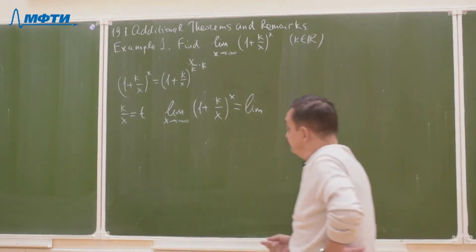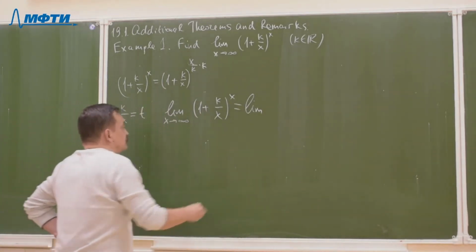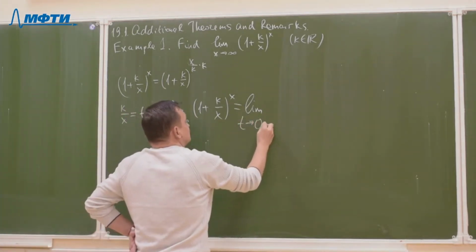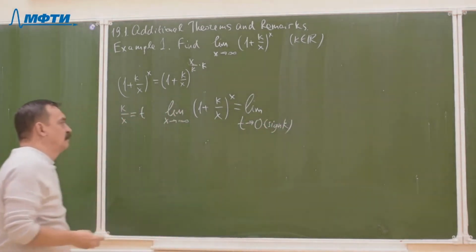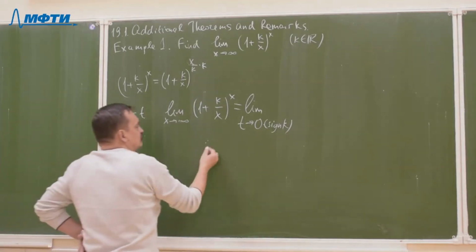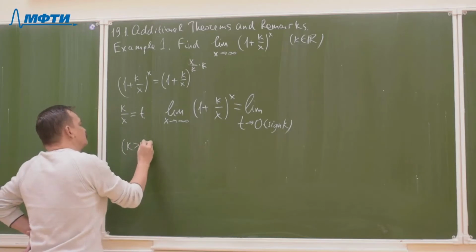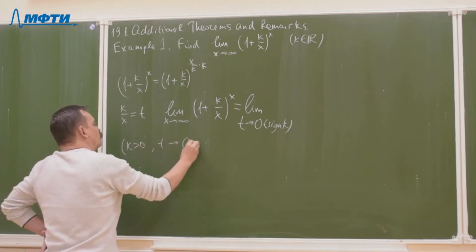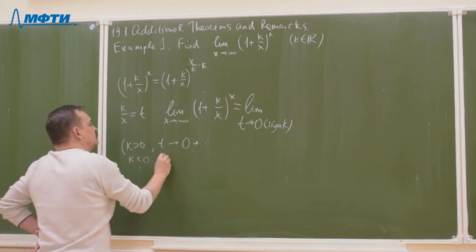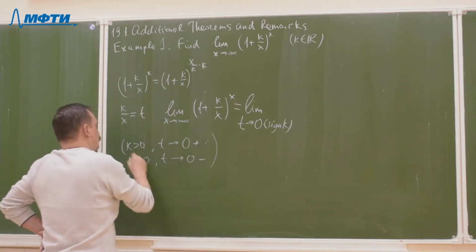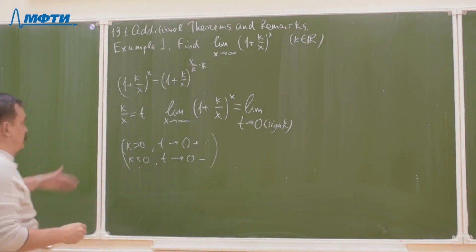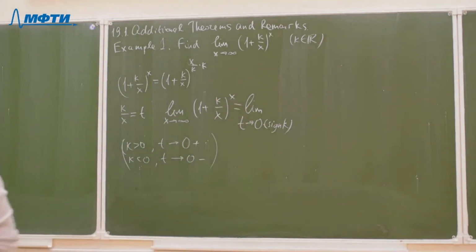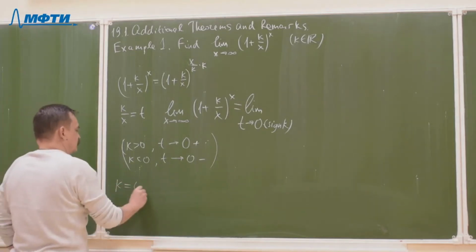it depends on the sign of k, right? So t tends to 0 times the sign of k. It means for k positive, t tends to 0 plus, for k negative, t tends to 0 minus. And in fact, we should exclude here the case k equals 0, because for k equals 0 we cannot use the composition theorem, right? So for k equal to 0 we can proceed in a different way.